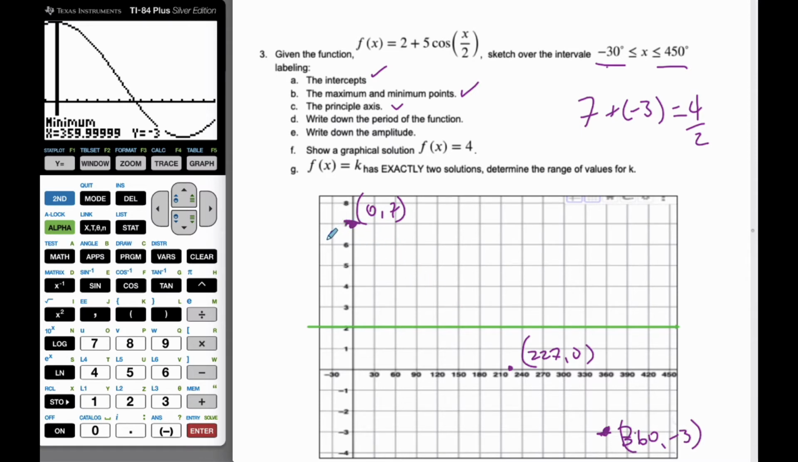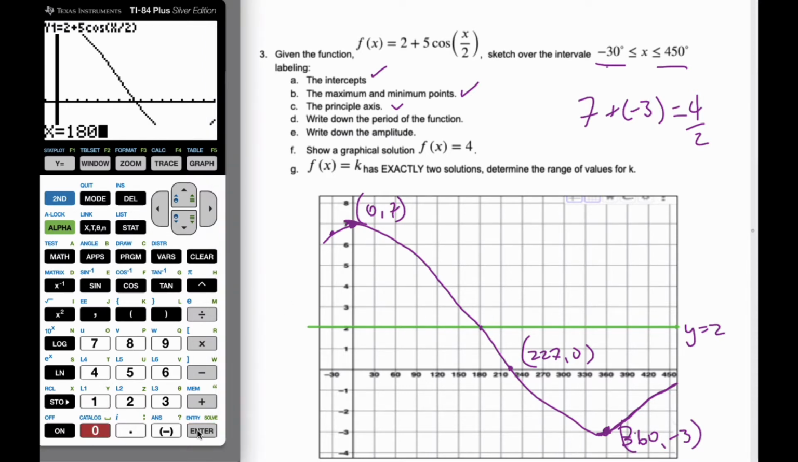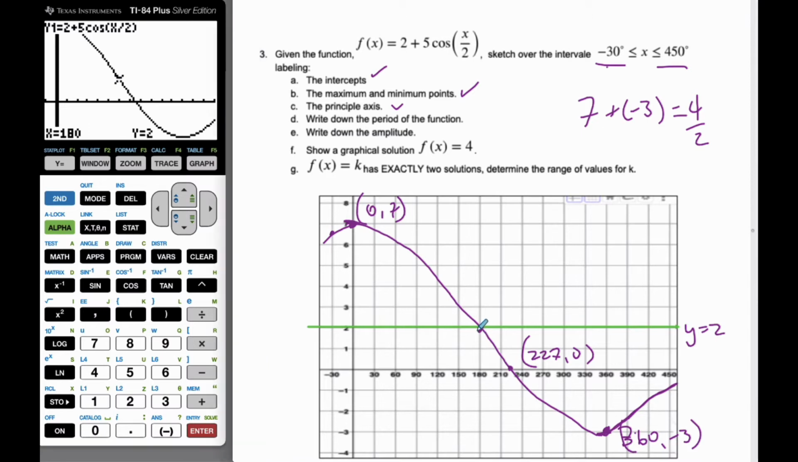And here's, I'm going to graph this out. This is what my graph will look like, something like that. Okay, and so this is y = 2. This will be 180 degrees, I believe. But if I check that, if I type in 180, that is going to be at 2 here. And so I've got my principal axis, minimum, max, and the intercept. This is a sketch that I would have to provide labeled as such.